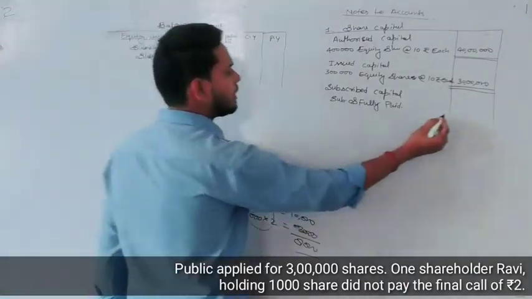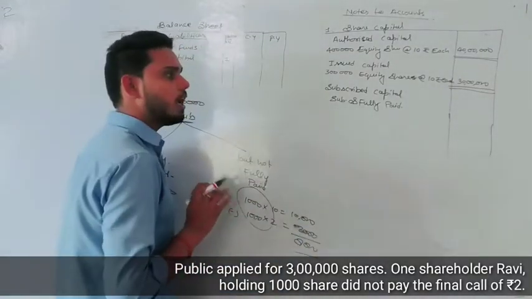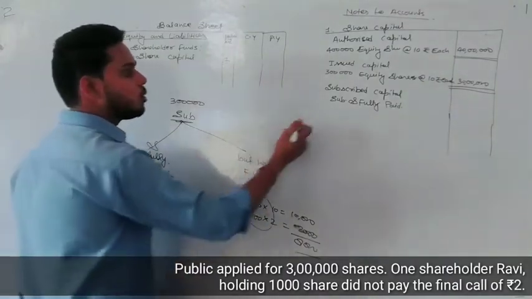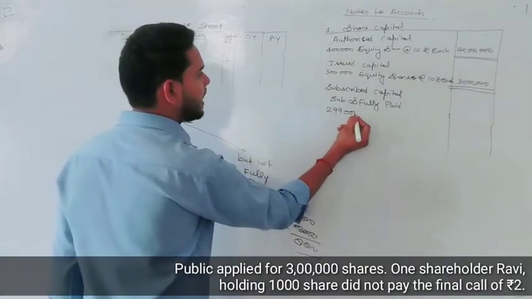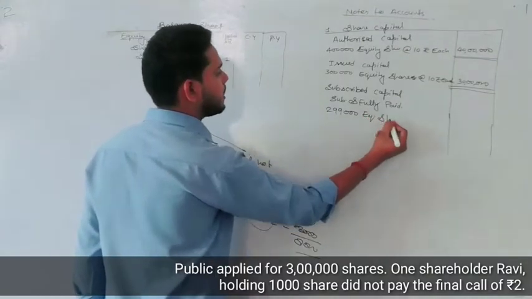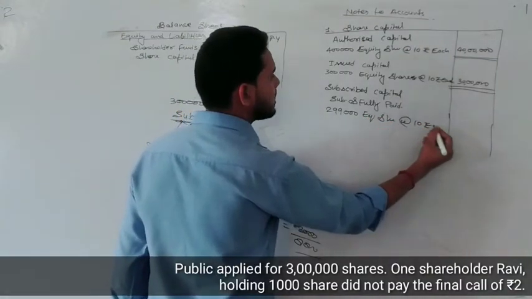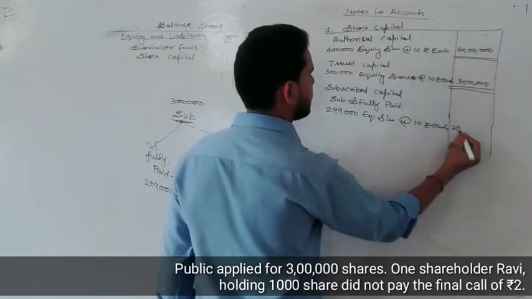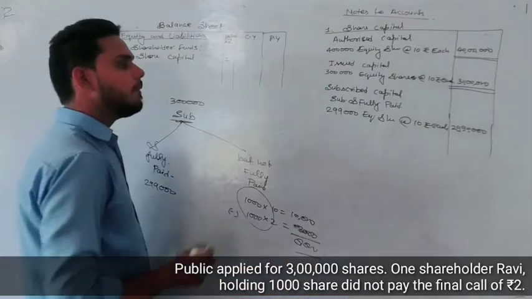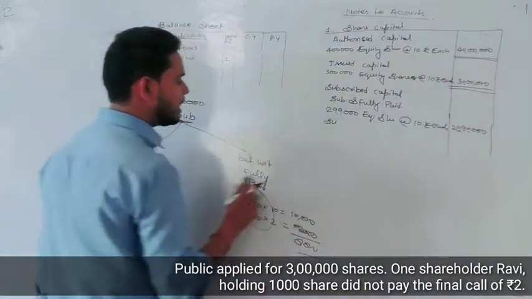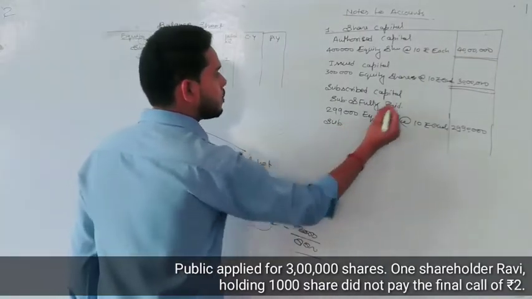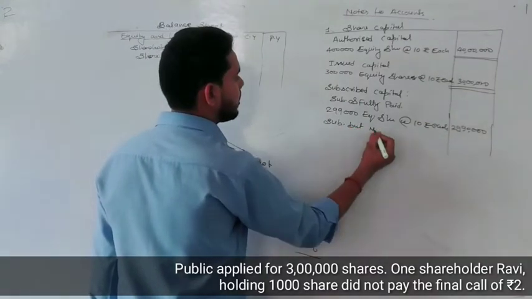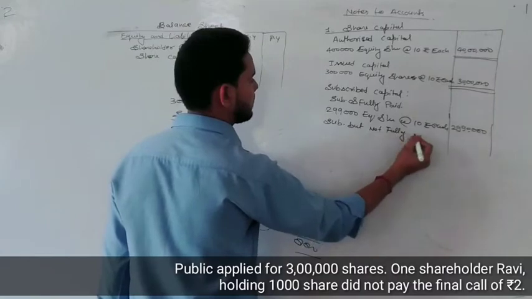Okay, so let's see how we will present it. In subscribed capital, the first thing that we will write is subscribed and fully paid, and here we will write the number of shares, 2,99,000 equity shares at the rate of 10 rupees each. So this will be 29,90,000. Okay, right. Now what is left? Second part, subscribed but not fully paid. So in the same part, subscribed capital, now we will write subscribed but not fully paid. So how many shares are there?